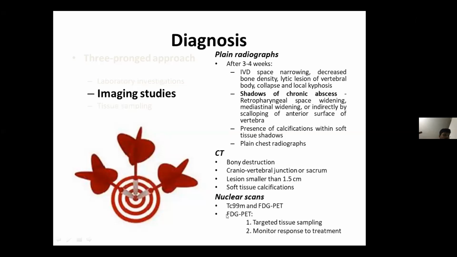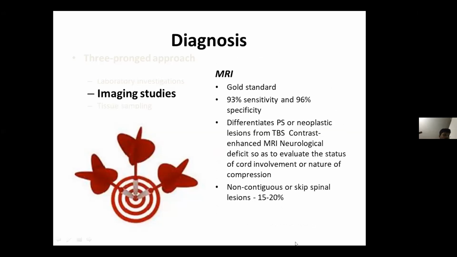In fact, there are a good number of articles on FDG PET being used as a targeted tissue sampling modality. We can look at the high intensity inflammatory region and get a biopsy, which has been shown to have a better yield. Apart from the blood investigations, X-rays and all, FDG PET has been used as a modality to monitor the response to treatment in patients. We, however, do not use the nuclear scans in our patients at our institution.